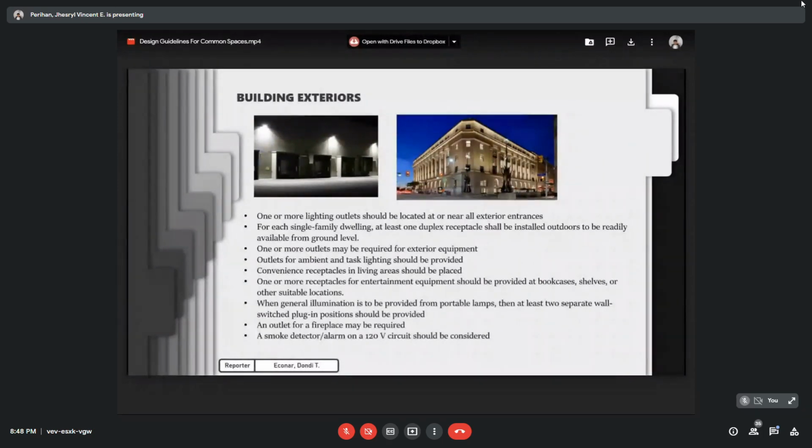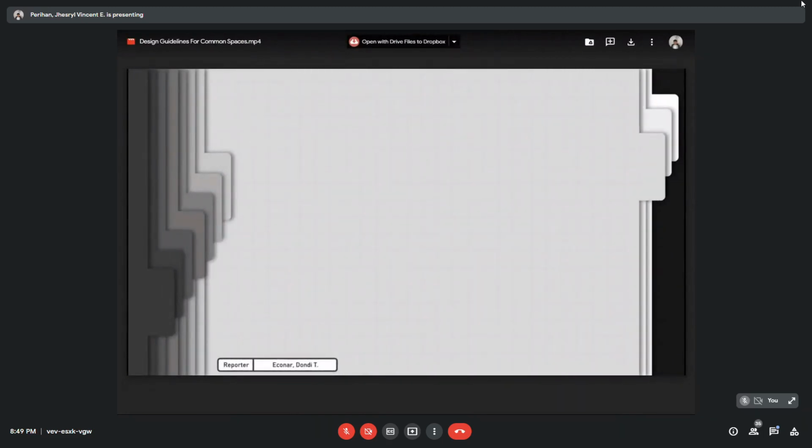Convenience receptacles in living areas should be placed as follows. One or more receptacles for entertainment equipment should be provided at bookcases, shelves, or other suitable locations. When general illumination is to be provided from portable lamps, then at least two separate wall switch plug-in positions should be provided. An outlet for a fireplace may be required. A smoke detector or alarm on a 120-volt circuit should be considered.